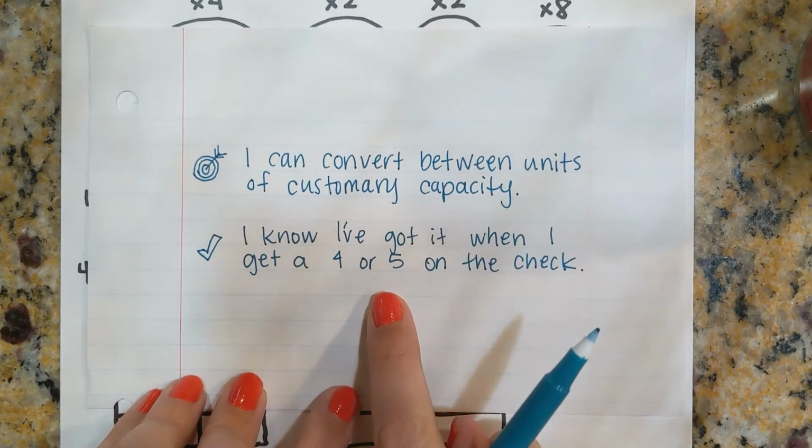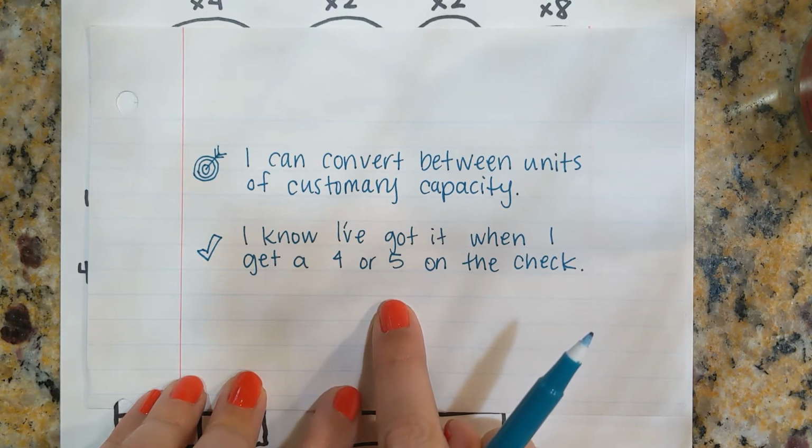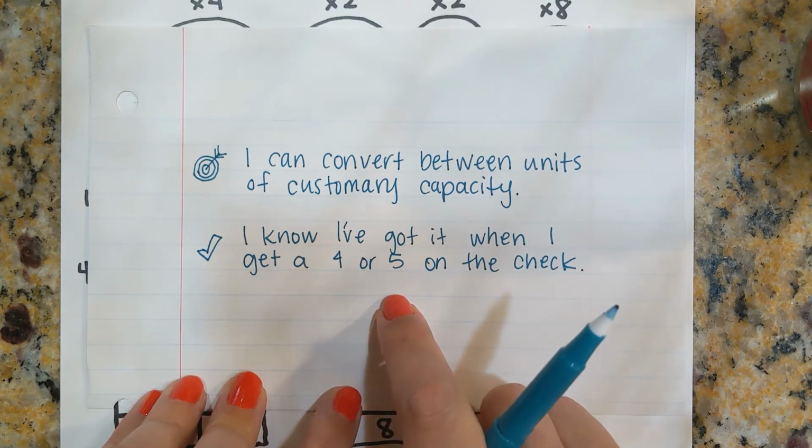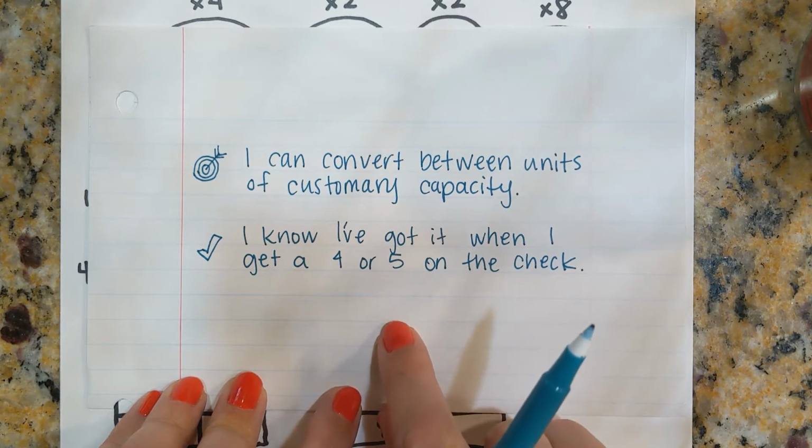And I know I've got it when I can get a 4 or a 5 on the check. If you're getting a score that's less than that, go ahead and show up to office hours, write a comment, let us know so that we can help you, okay?